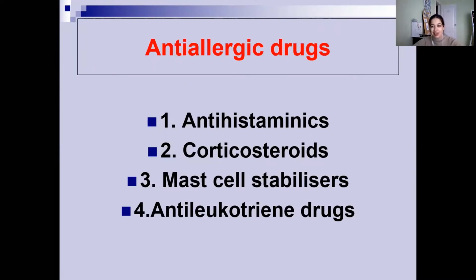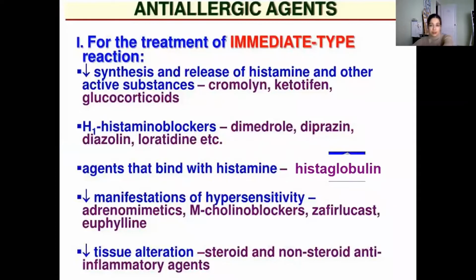The mildest group is antihistaminics, which are blockers of histamine receptors. Corticosteroids we have already discussed. These are steroid anti-inflammatory drugs. They also have anti-allergic effect. Mast cell stabilizers, which prevent the output of histamine, and anti-leukotriene drugs, because leukotrienes are also mediators of some allergic reactions, especially for bronchial asthma patients. So let's see a little bit more about that.